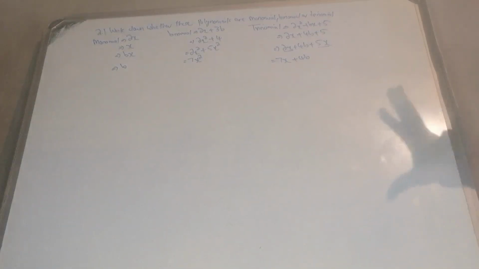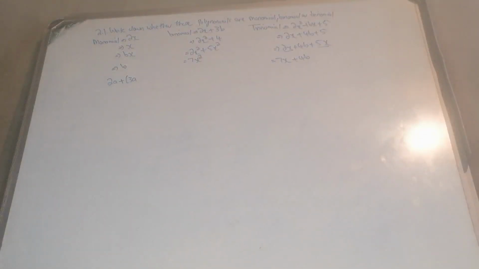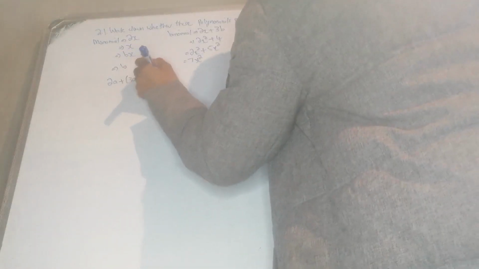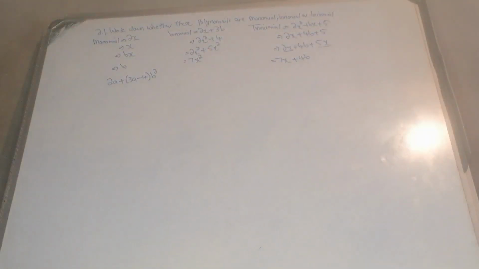Right. Having said that, write down whether these polynomials are monomial, binomial, or trinomial. Number 3: 2a plus 3a minus 4 multiplied by b squared.